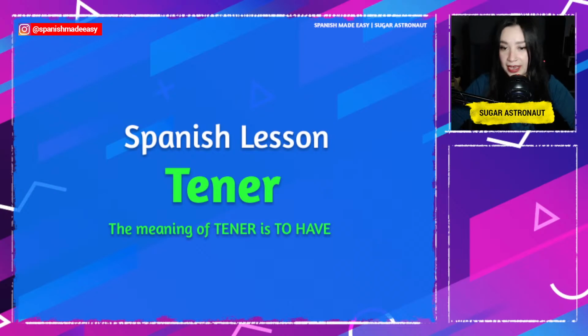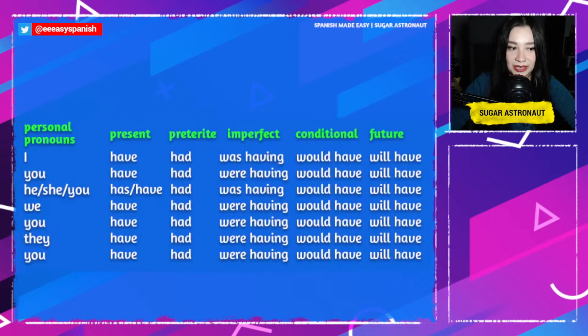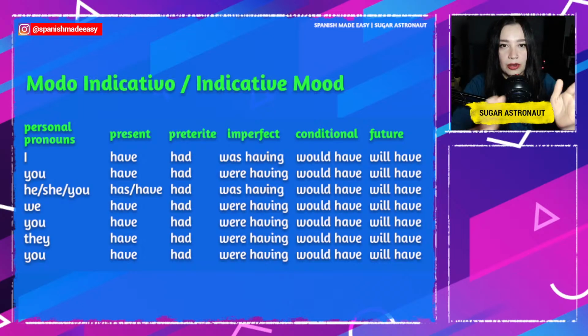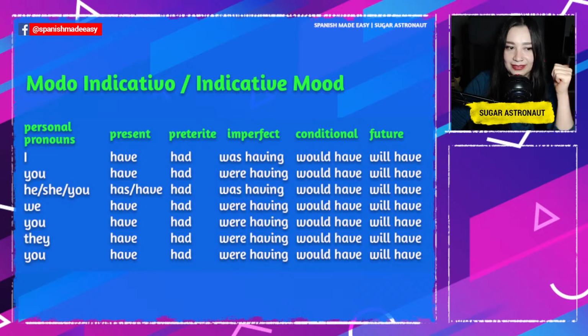Tener means to have. It gets tricky though because we are going to talk about the basic conjugation really quickly. Of course, we're only going to go over the indicative mood, el modo indicativo. We're going to use different tenses here. You're going to learn the present, perfect, imperfect, conditional, and future. Future tenses. Oh boy.